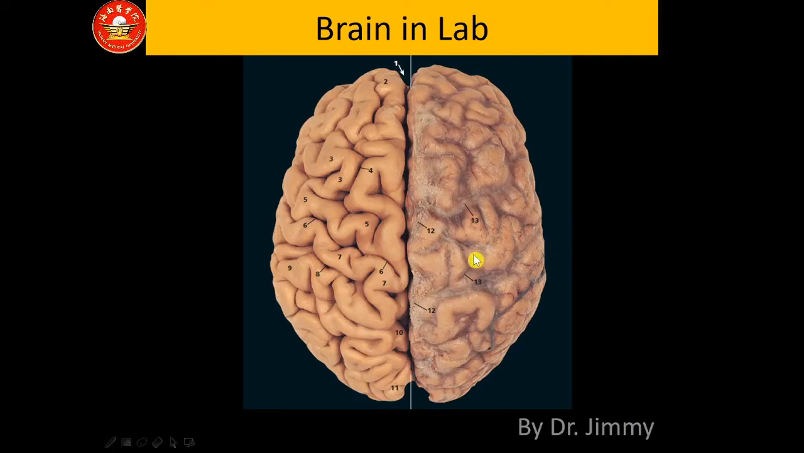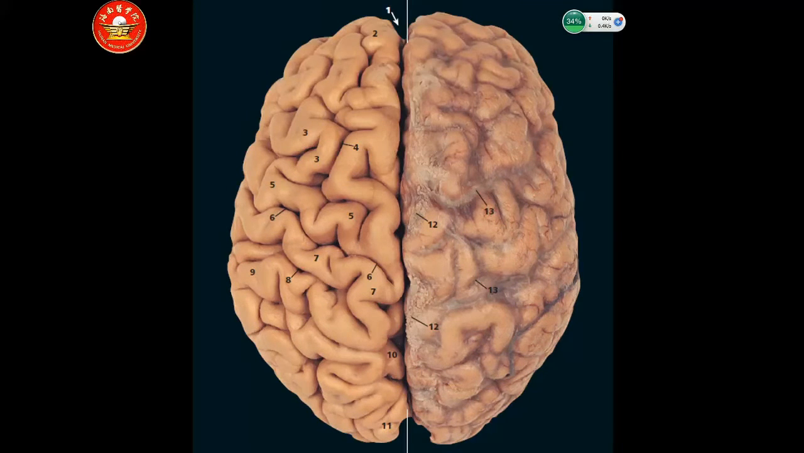Okay, students, today we're gonna talk about the brain in the lab, and we will see what kind of elevations and depressions and markings are on it. We are looking at the brain from the superior view. This is the left side, this is the right side. So the left side, the left cerebral hemisphere from above, with the arachnoid matter and the blood vessels removed.